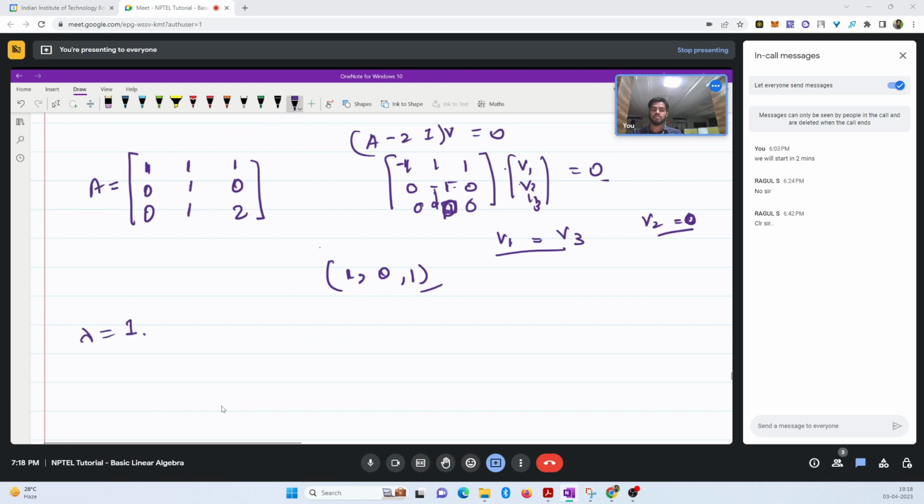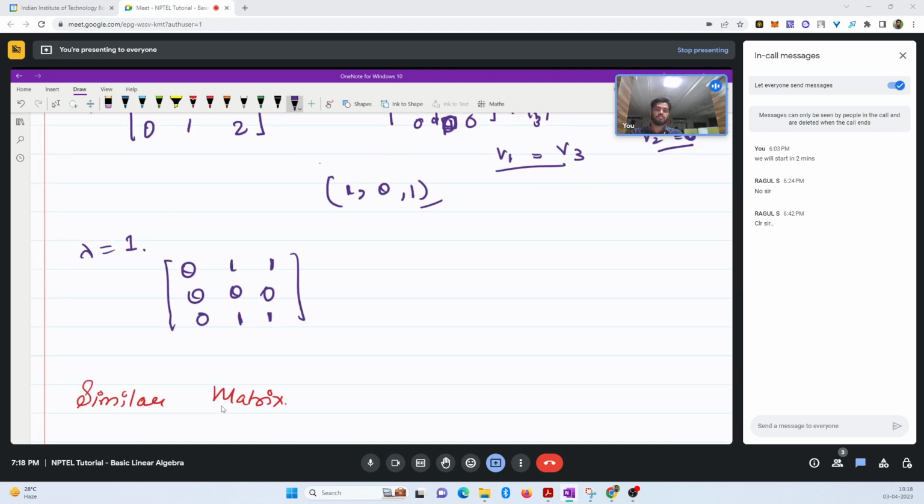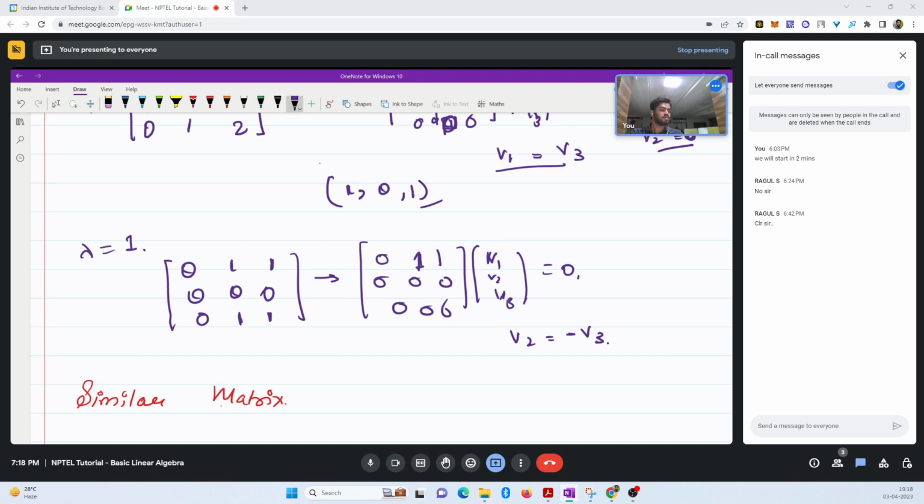Okay, so then we will have 0 1 1, 0 0 0, 0 1 1. Again we can make this as 0 1 1, 0 0 0, 0 0 0. That is v1 v2 v3 is equal to 0. Okay, so we can see the relation v2 is equal to minus v3, right? This is what you got, or you got something else?